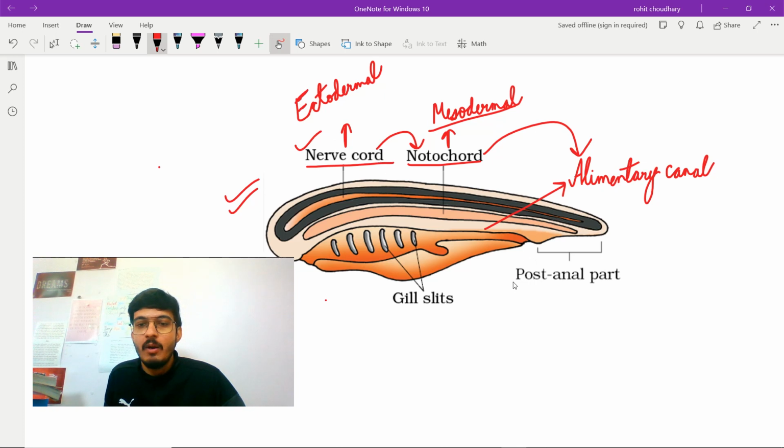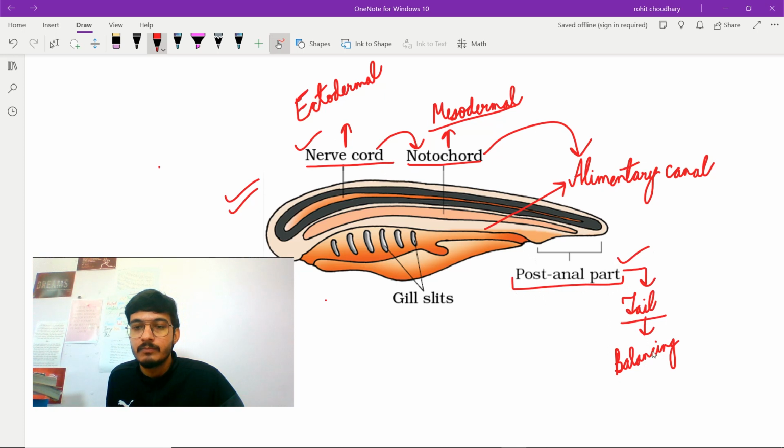We can see the post-anal part. It has a tail, and this tail helps in balancing. And these are the gill slits present. These gill slits are found only in the early embryonic stage. In adults, gill slits will be absent.